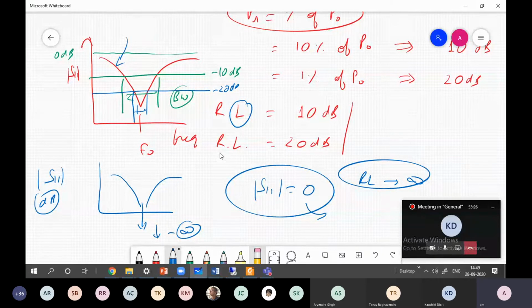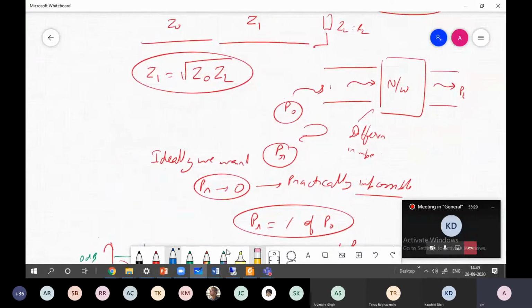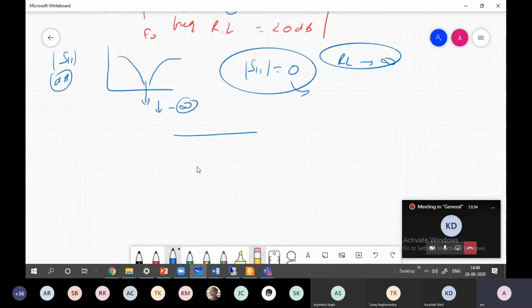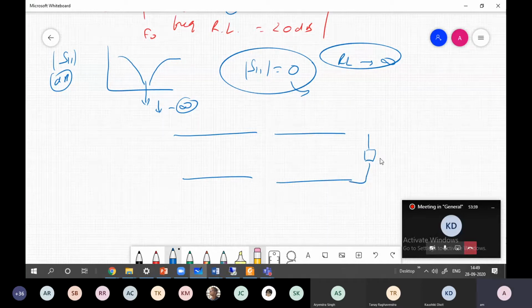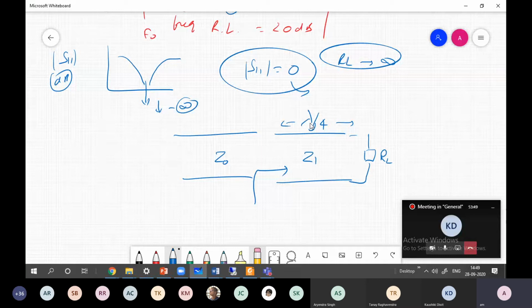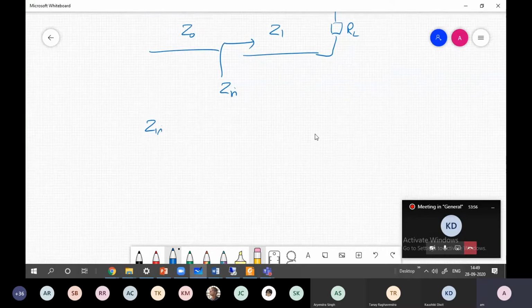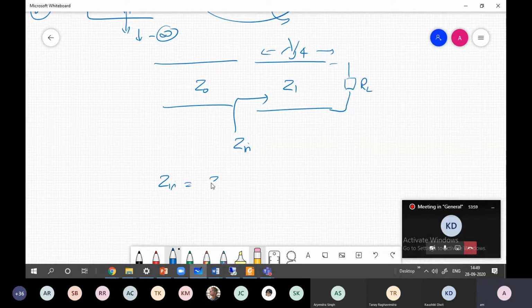As I have discussed just now, we want to do the matching for a resistive load. This is our resistive load RL, this is our transmission line Z1, and this is Z0. The length is lambda G by 4. So if I want to calculate Z in, what should the value of Z in be? Z in is equal to Z naught, and here Z naught is your Z1.